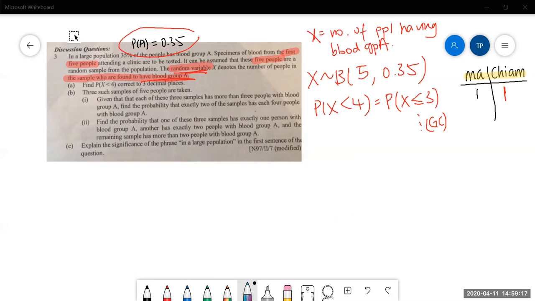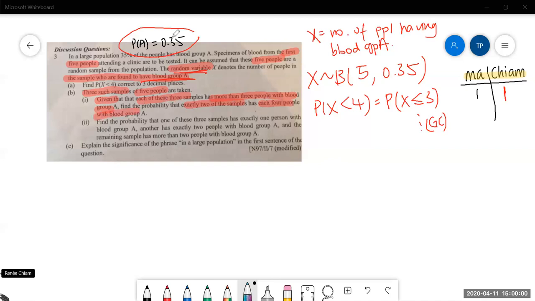Okay. So for part B, 3 of such samples of 5 people are taken. Okay, look. They are changing the random variable here, okay? So there are 3 of such samples of 5 people. So there are 5 people in sample A, 5 people in sample B, 5 people in sample C. Okay? So then next is, given that each of these three samples has more than three people with blood group A, find the probability that exactly two samples has each of four people with blood group A.